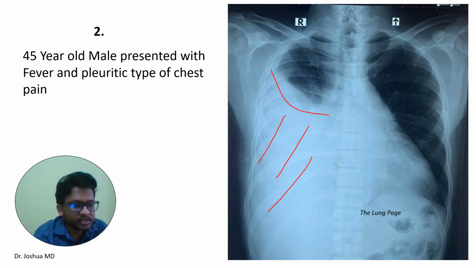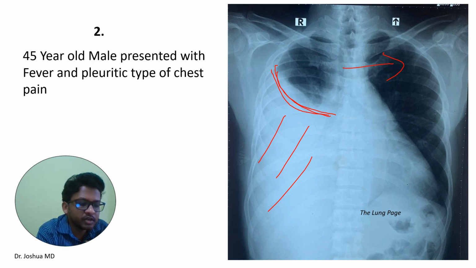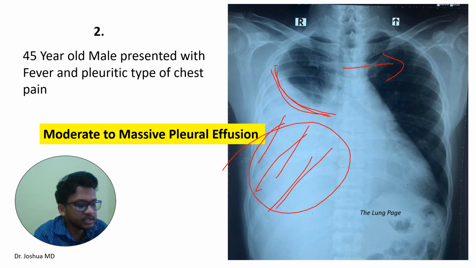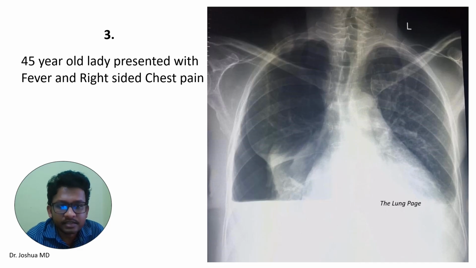Moderate to massive effusion. This line is called the meniscus sign. Okay, so when you see this type of moderate effusion, the trachea should be shifted to the opposite side, but here it's not shifted because here there is sometimes passive collapse. Okay, so what is the diagnosis of this chest X-ray? This is moderate to massive effusion. Okay, we go to the next case.